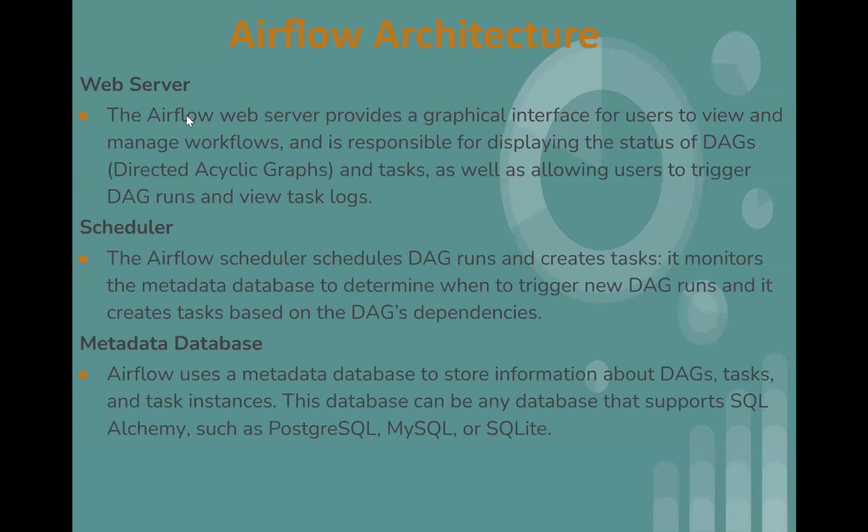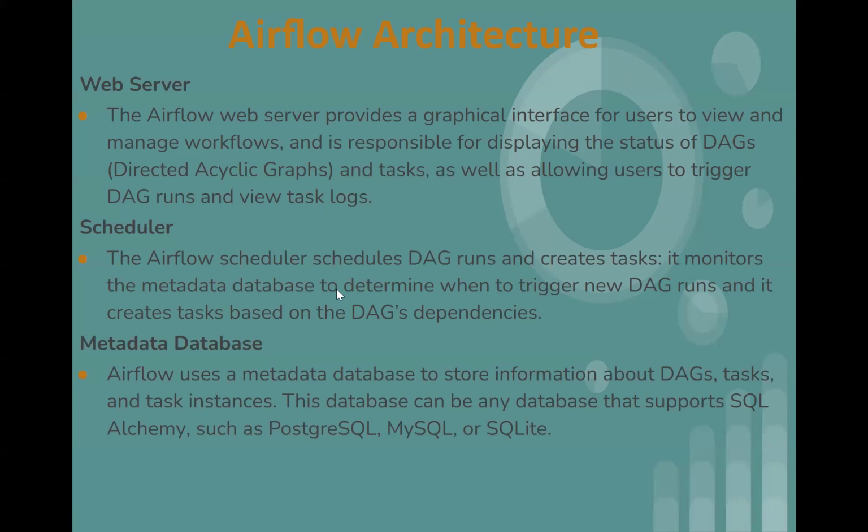We also talked about what the web server is. The Airflow web server provides a graphical interface for users to view and manage workflows. So whatever workflows you have created, the DAGs, you can view them and manage them on the UI. It is responsible for displaying the status of DAGs and tasks, as well as allowing users to trigger DAG runs and view task logs. So if you have a schedule, it will run automatically. But if you want to run manually, ad hoc runs, you can also do that from the UI. So that's the web server.